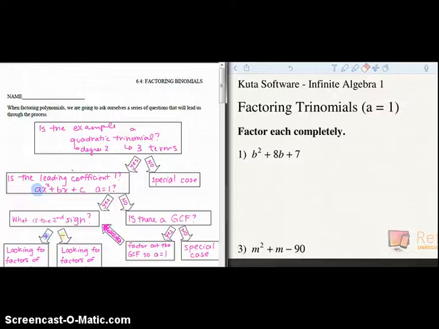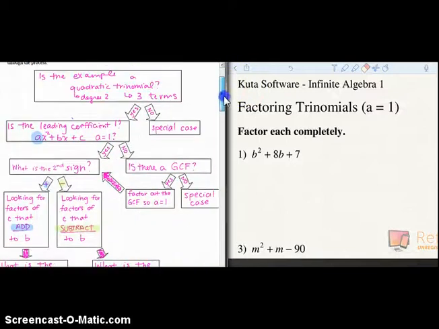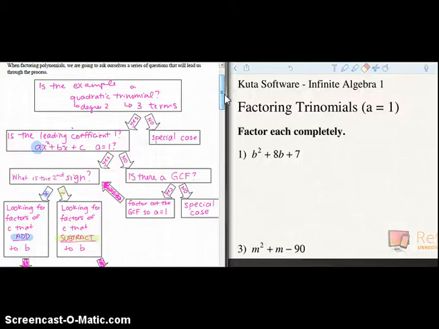Look at this first example. I pulled up the chart here so we can follow along as we go. It says, is the example a quadratic trinomial? So I look at this example right here and I ask myself, is it a quadratic? It's degree 2 and has 3 terms, so it is in fact a quadratic trinomial. That tells me in the end I want to have two linear binomials being multiplied together. So I ask myself, is the leading coefficient a 1? Is the number in front of this a 1? Sure is, so I'm good to go. I hop right into this path right over here.